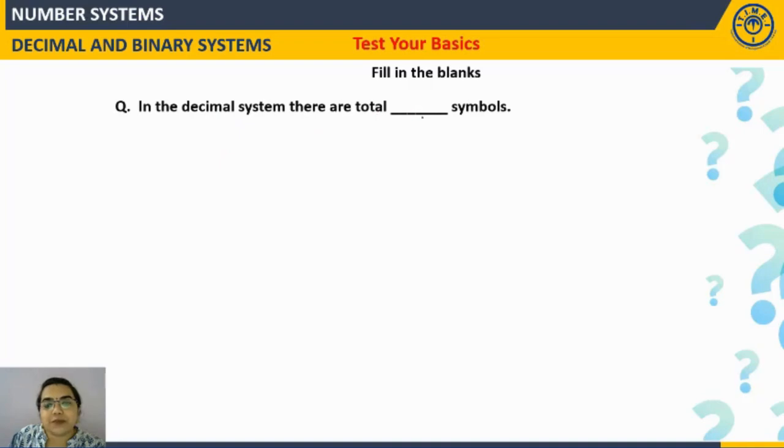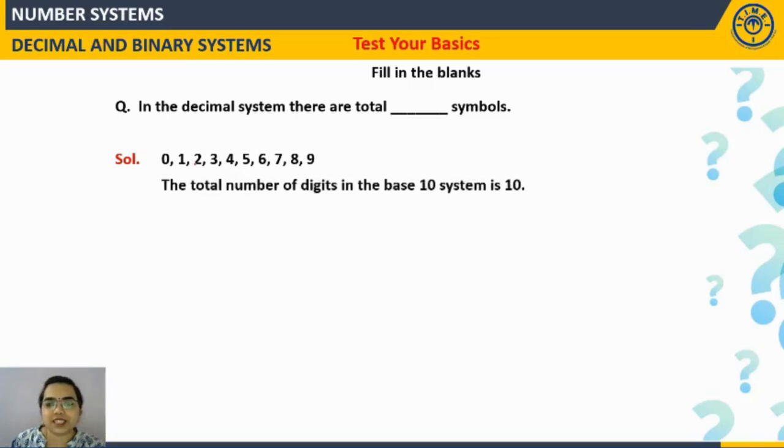In the decimal system, there are total dash symbols. Yes, come on, tell me this. I hope this is a very easy question, right? Now, we have seen the decimal system can also be called the base 10 system. So base 10 system means how many symbols are we using? We are using 10 symbols. So what are the symbols? 0, 1, 2, 3, 4, 5, 6, 7, 8, 9. So the total number of digits in the base 10 system is 10. Is this clear to you? Okay, let's move ahead.